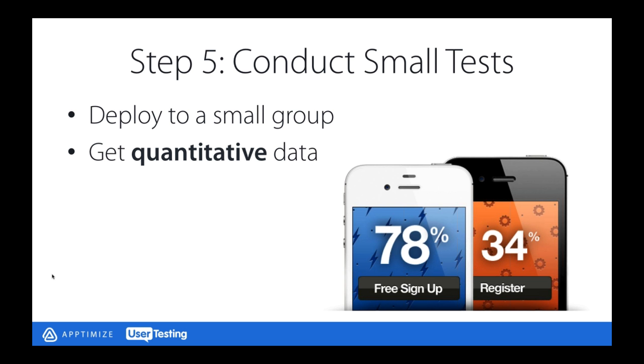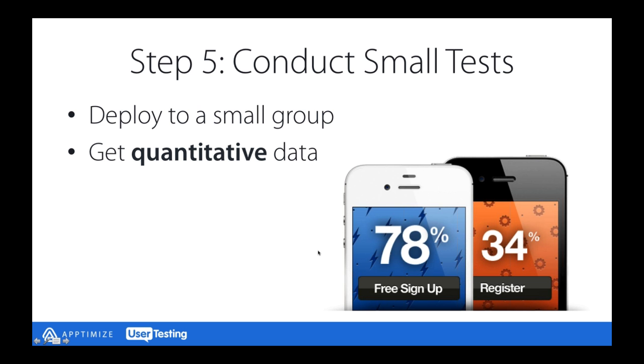So this is where A/B testing comes in. Once you've tested with user testing, you want to try and see how it affects your actual users. So what you can do is deploy to a small group, and you can do this in a few ways. The first way is to deploy to a small group using instant update, and using this you can push out any change and test it before submitting to the App Store. So this is a really easy way to validate a different change and see how it performs on real users, and you get quantitative data that shows you how users are actually behaving in your app.